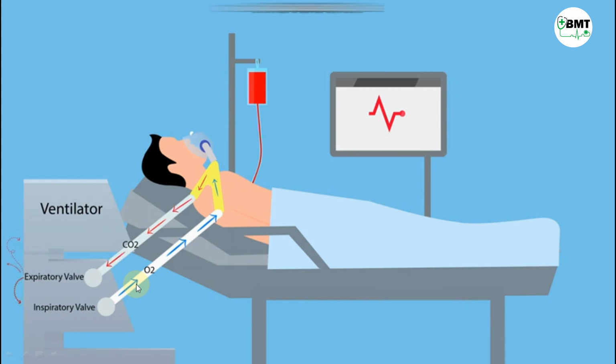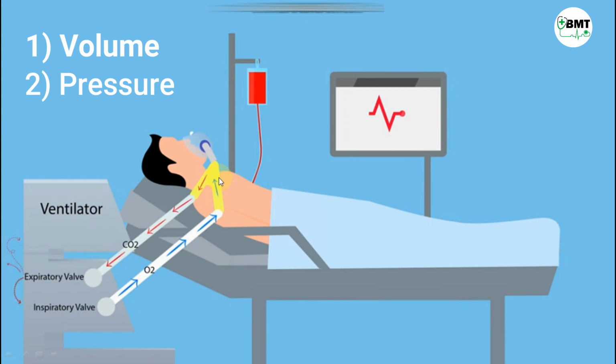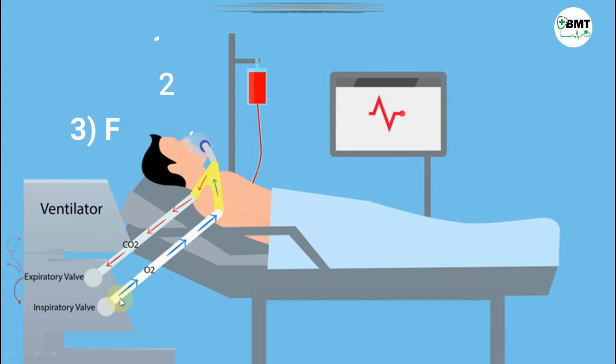So, one is volume, which is delivered to the patient. Second is the pressure inside the tube. And third, the movement of the air, which we call as flow. With how much velocity or per unit of time it changes, its movement is known as flow.